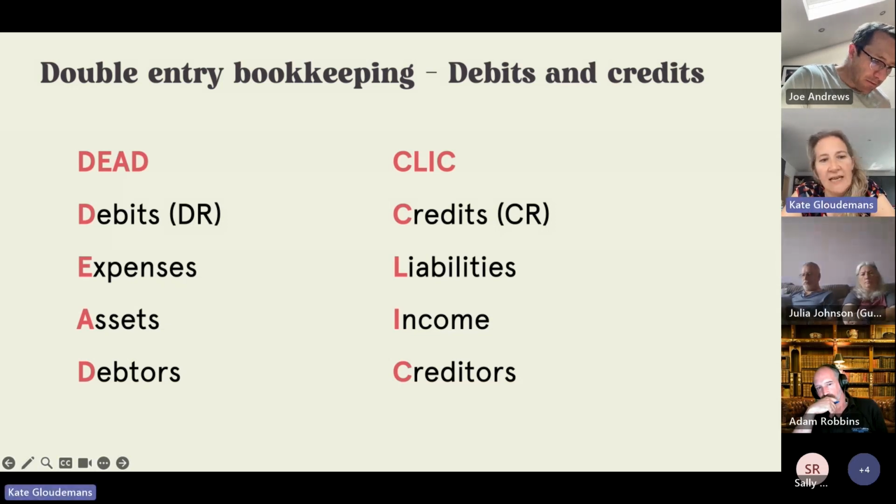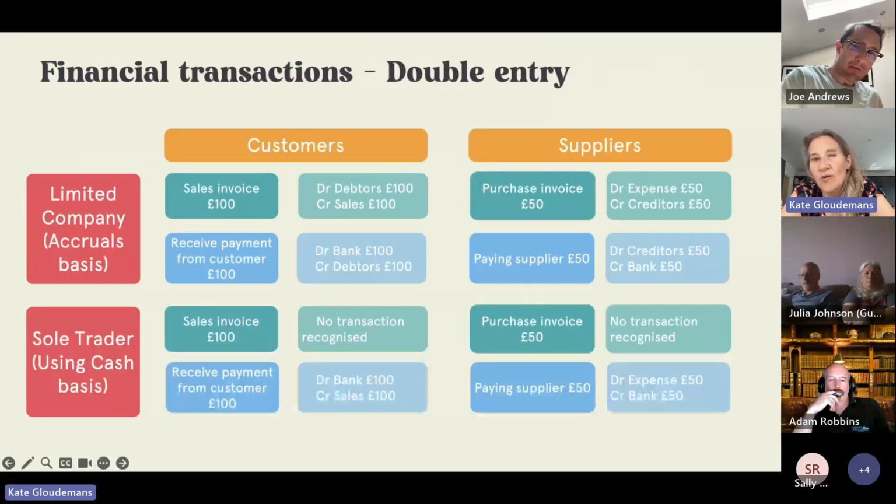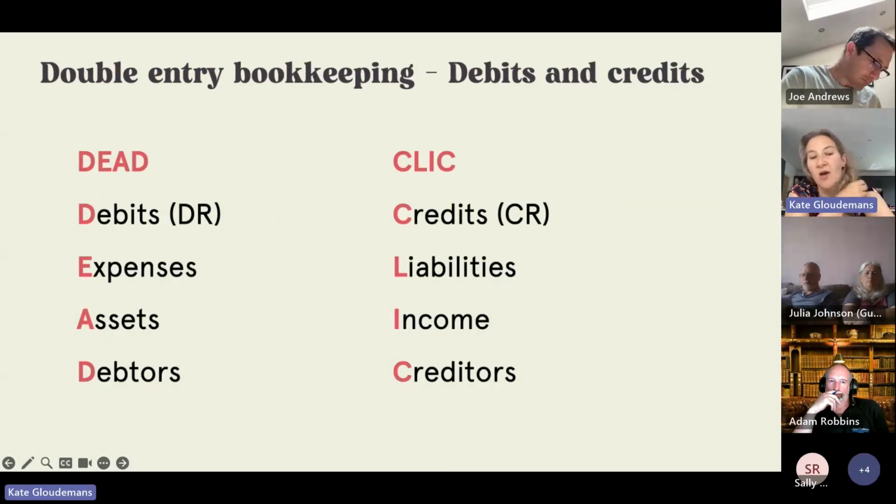So within here, we've got DEDCLIC. Anything that's an expense or an asset, so something you might have bought, like a computer, or if people owe you money, that would be a debtor, and that would be a debit. And CLIC would be if you owe money, if you recognise any income, or if you've got a loan agreement, for example. Things like that would all be credits. I'll explain in a bit more detail in the next slide so you can put it into context.